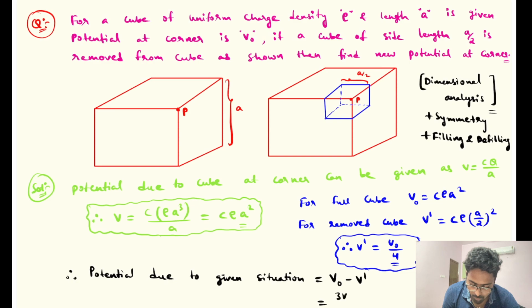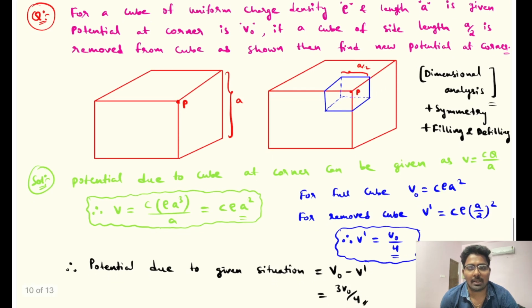So the answer would be 3 V naught by 4. The answer would be 3 V naught by 4, right? So I hope this is pretty much clear for you. On a similar model, I'm going to discuss one more question here.